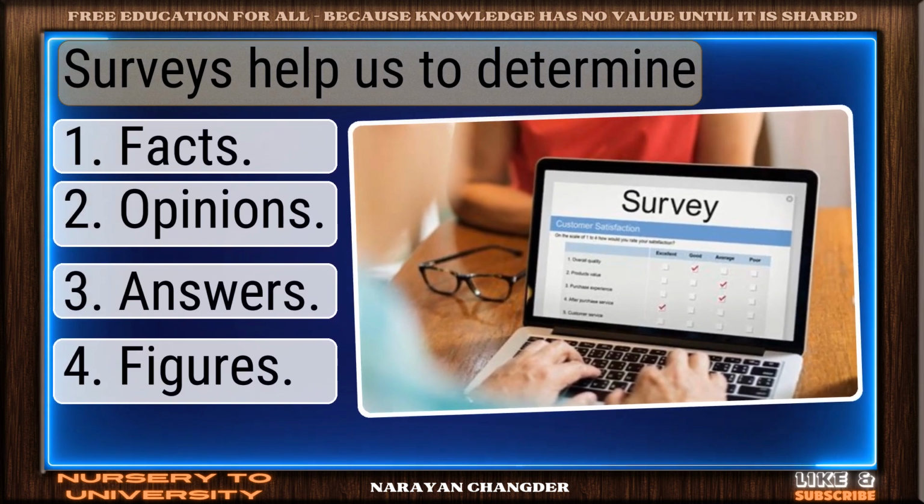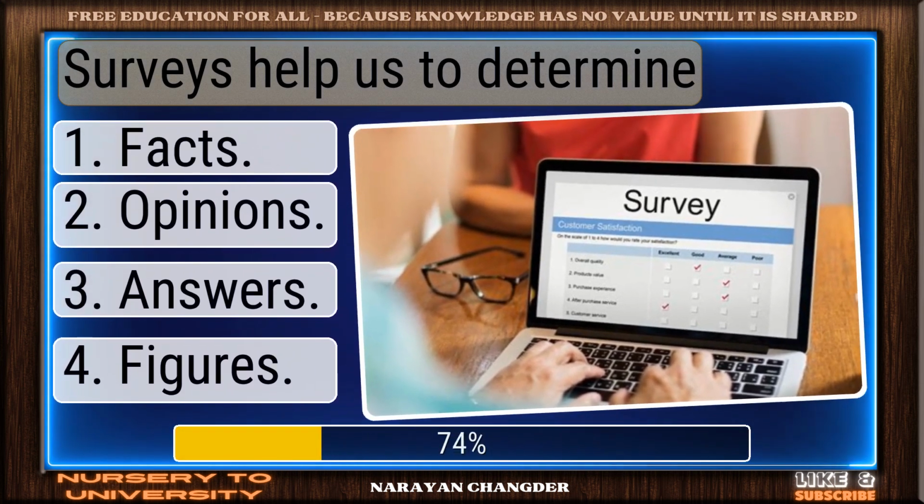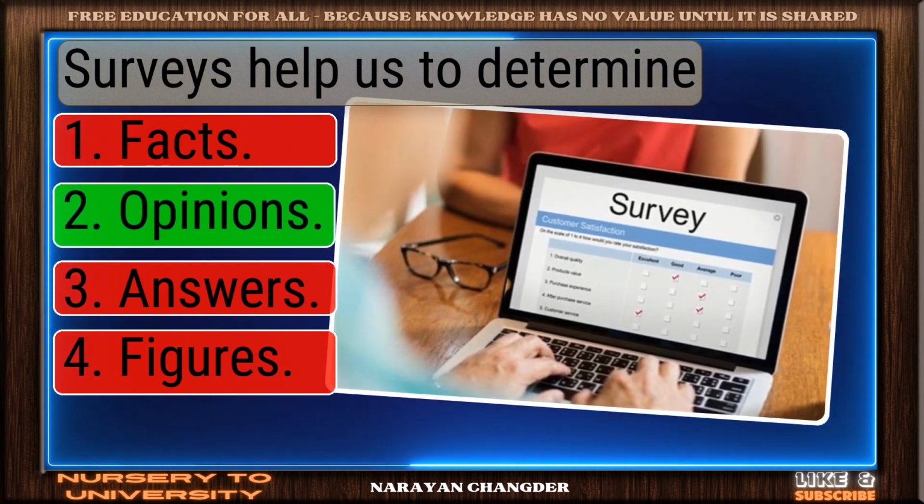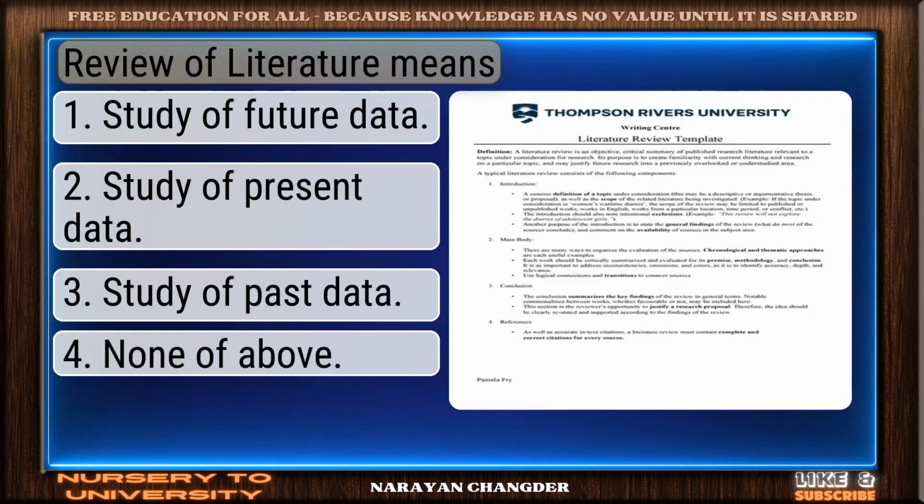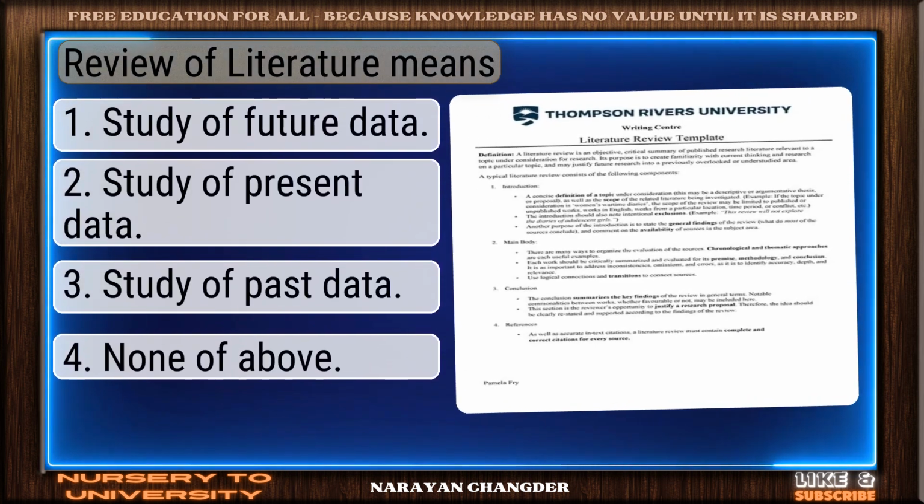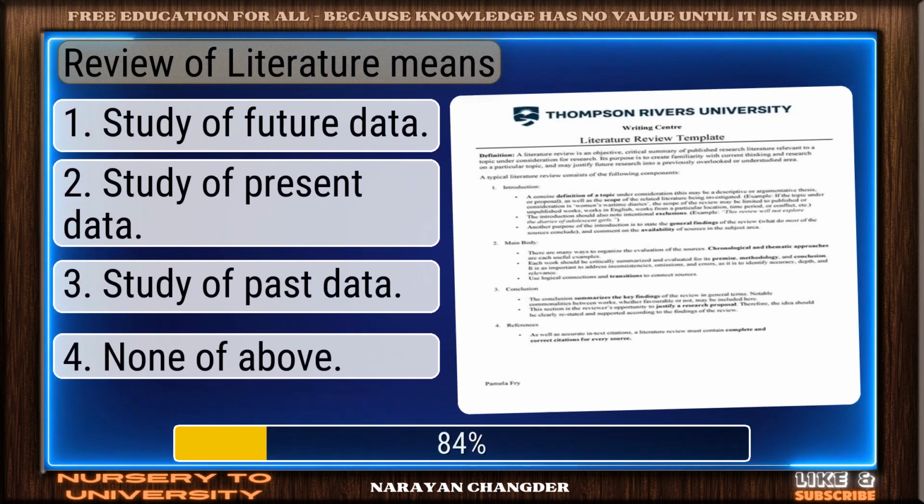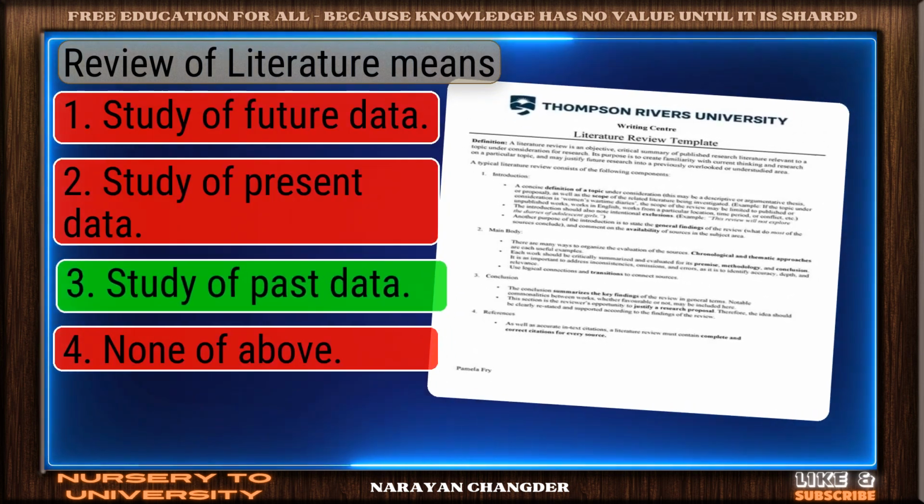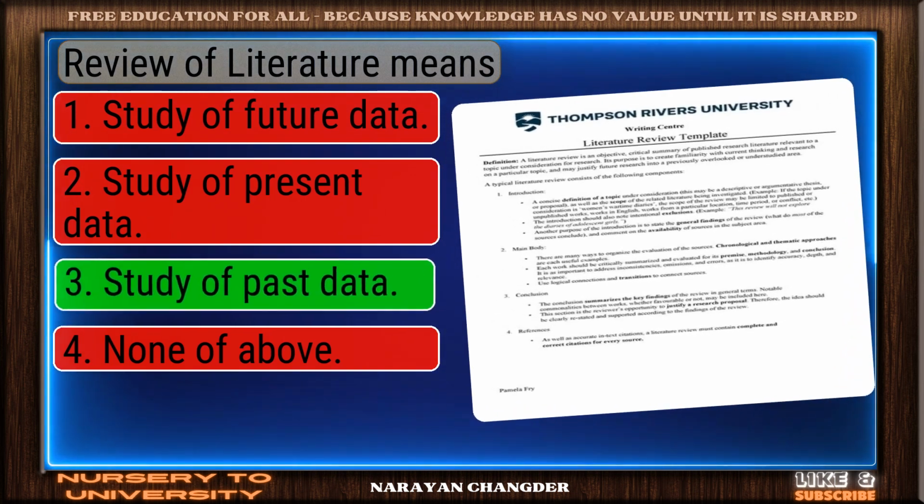Surveys help us to determine. Correct response. Opinions is the most accurate answer. Review of literature means. Nice work. You chose study of past data, and it is correct.